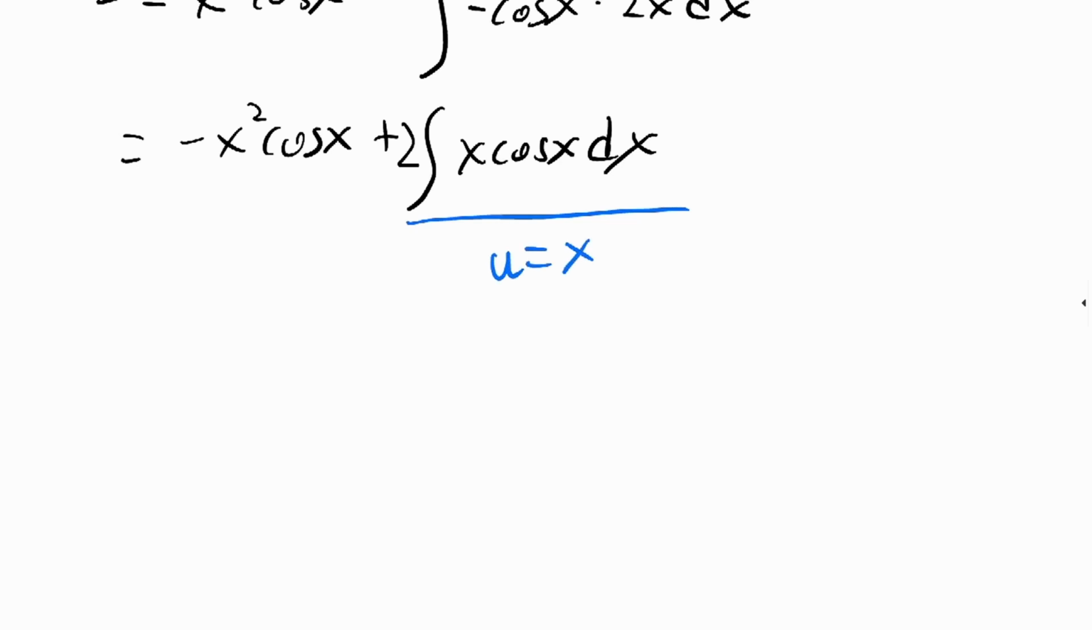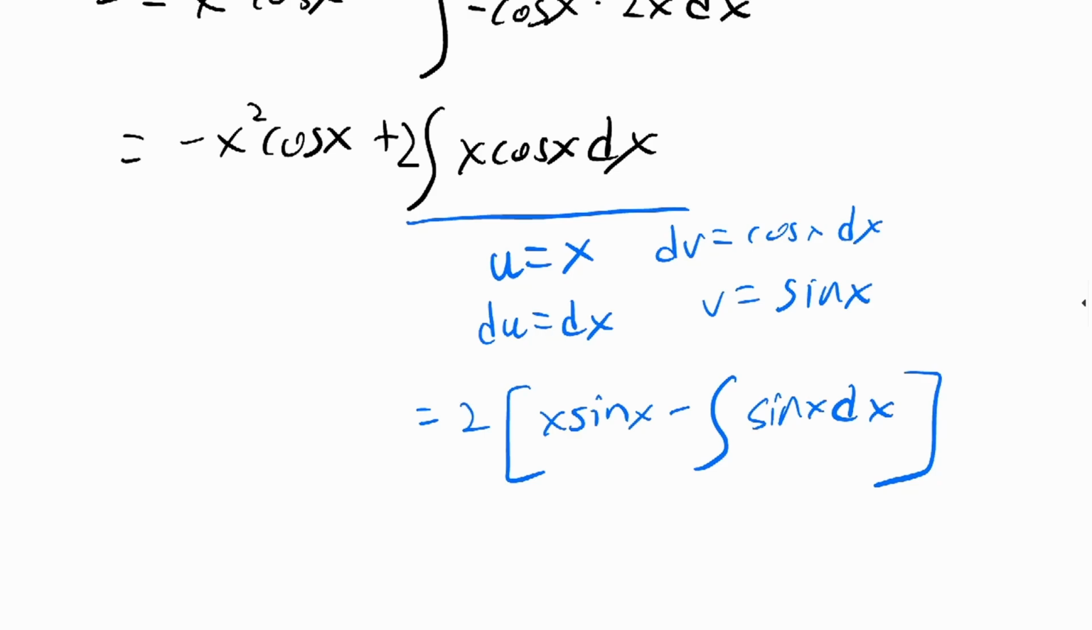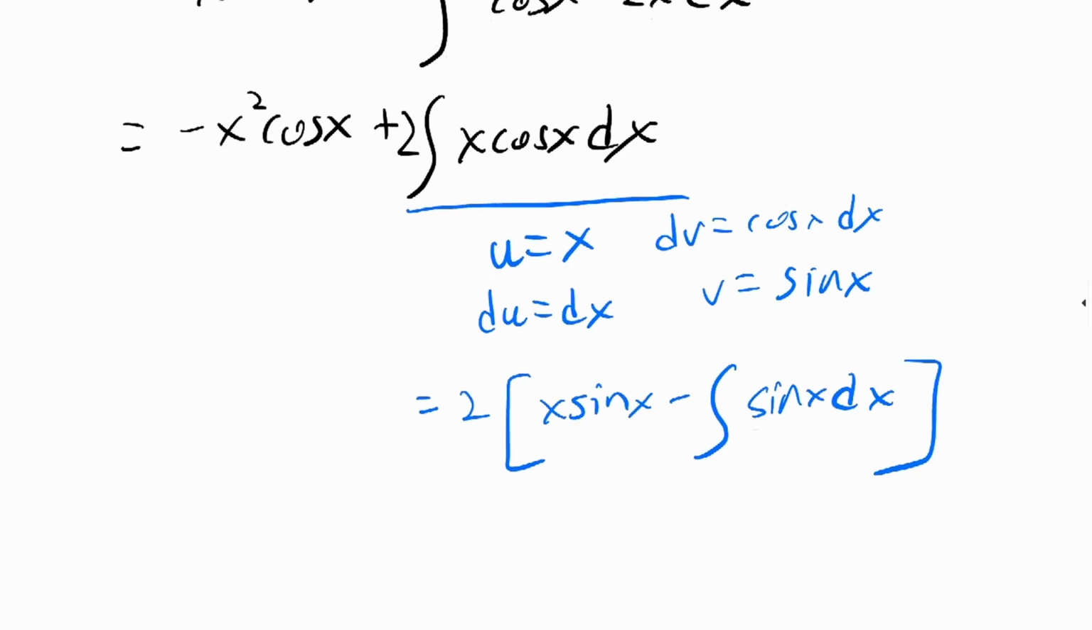So we're going to let u equal x, so du is just dx. dv is cosine x dx, v is sine x. Integral of cosine is just sine. So now this is equal to 2 times, we factor out our 2, uv, which is x sine x, minus the integral of v du, which is sine x times dx. So now we can finish the rest of the problem because this part is doable.